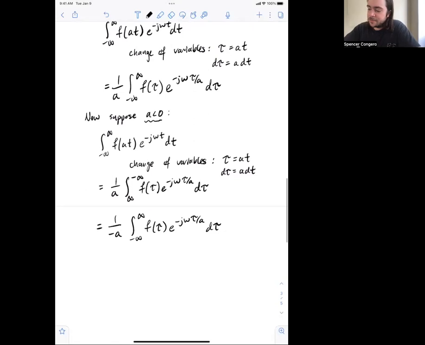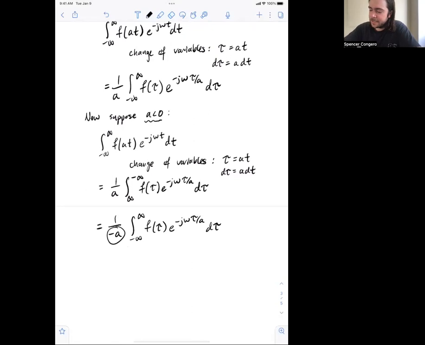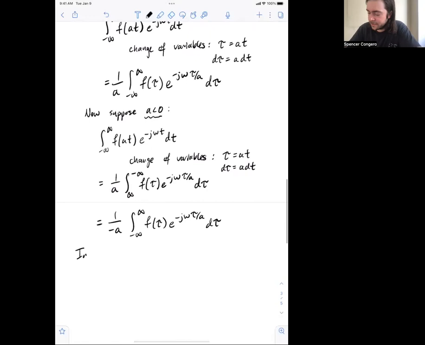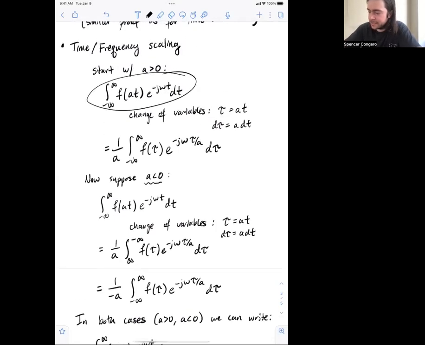So you can see that this is what we get when a is positive, and this is what we get when a is negative. They're exactly the same, except for this a and negative a. We're going to use that right now. In both cases, whether a is positive or a is negative, we can write what we get like this. We have the integral. What do we start with? The integral from negative infinity to infinity, f of at, e to the -j omega t dt. That's what we started with in both cases.